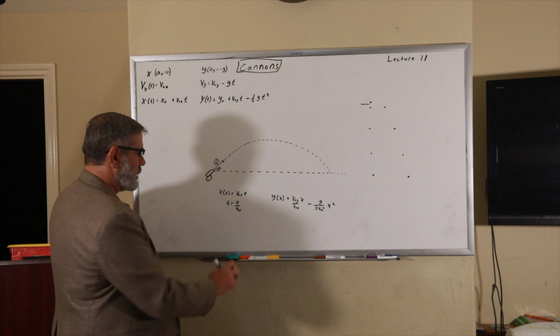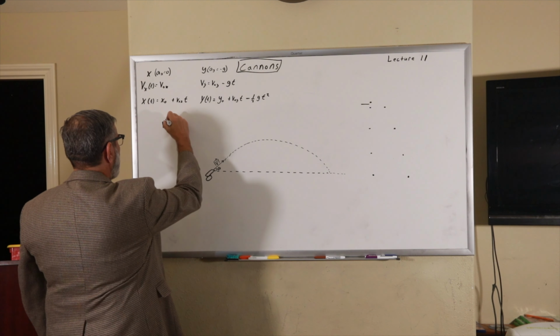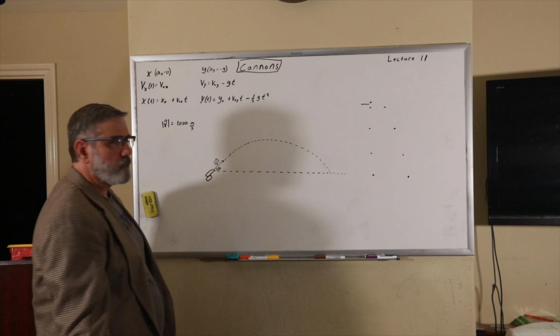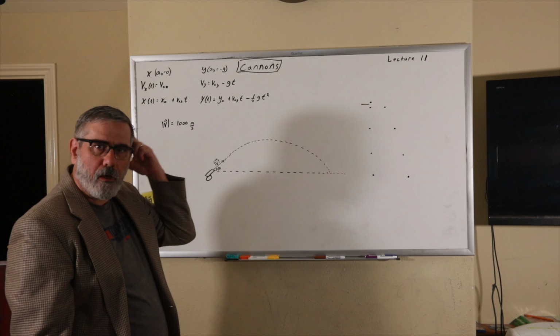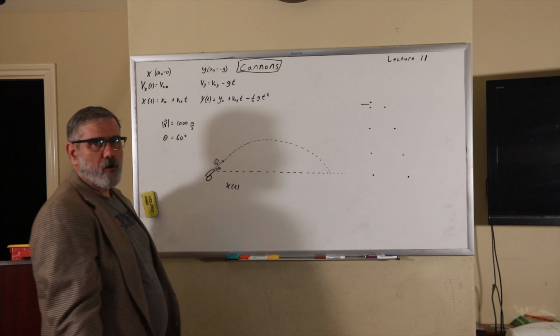Now let's put in some actual numbers and see what this range would be. So let's assume that the muzzle velocity of the cannon, this is the magnitude, is equal to 1,000 meters per second. It's about what you get in a standard long rifle. And the angle, let's use one of the angles that we've used already. Maybe we'll use 60 degrees. So to get the range, we want to know what x is at the time in which it hits the ground. So we have to find that time.